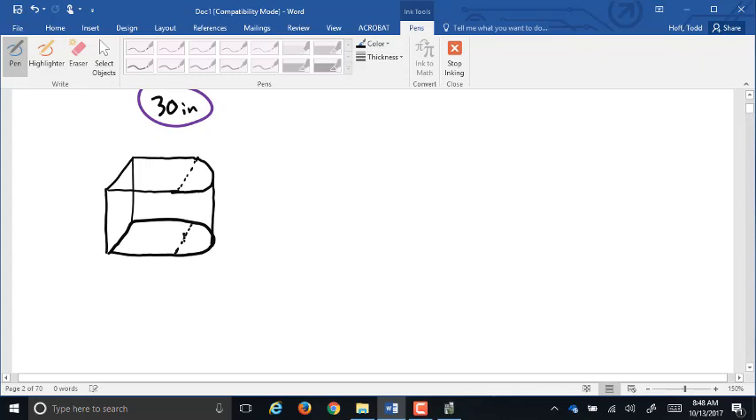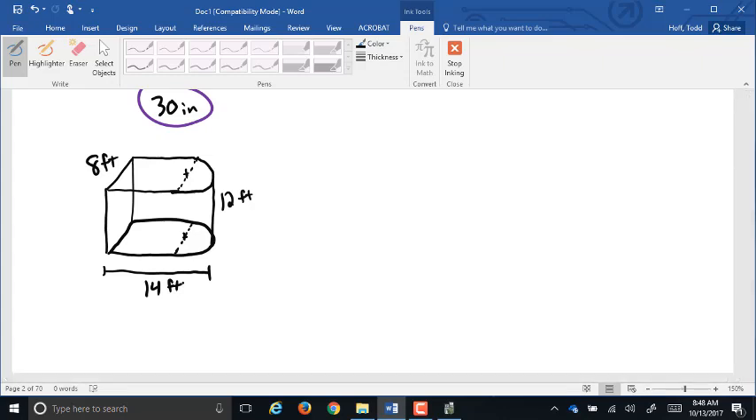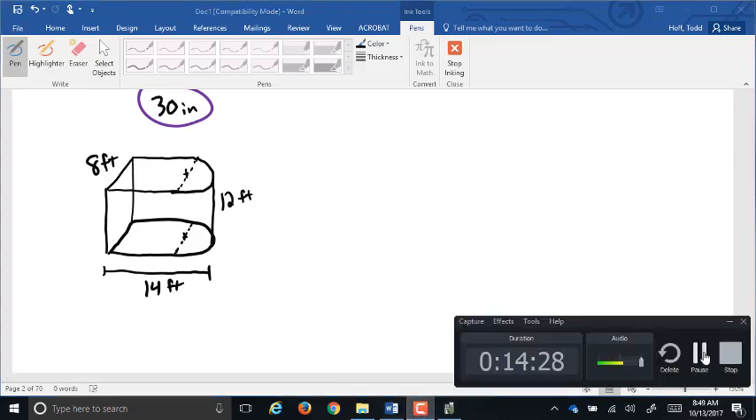Well, let's say that the base of this is a rectangle with a half circle on the end of it. Let's say that this here is 8 feet. This is going to be 12 feet. This is going to be 14 feet. I want you to take a couple minutes in your notes, see if you can find the volume of that. And we'll talk about it in just a minute.